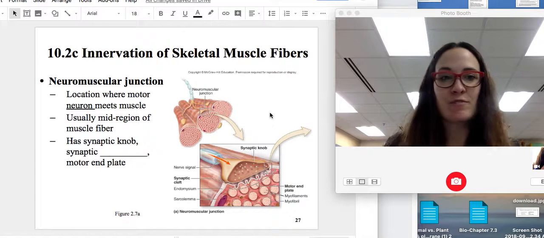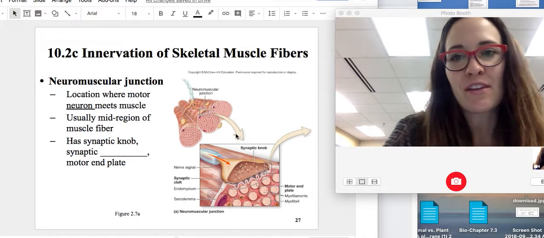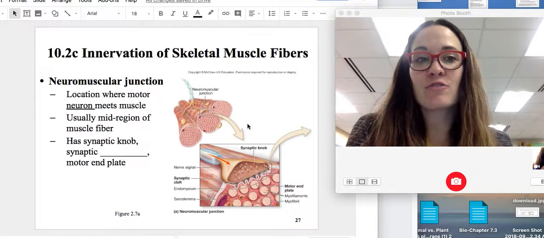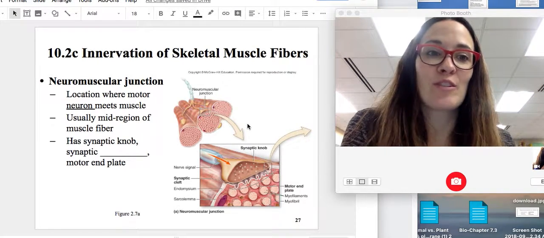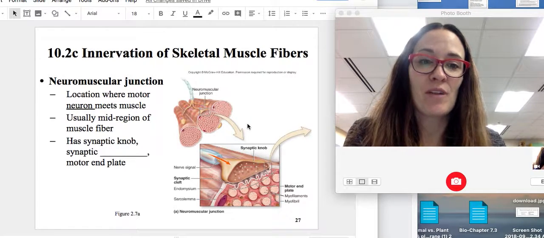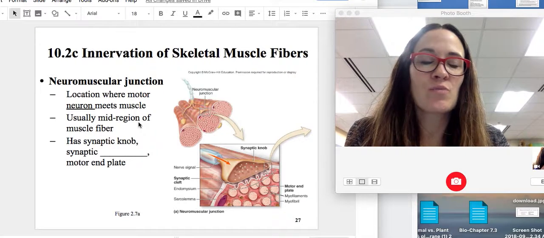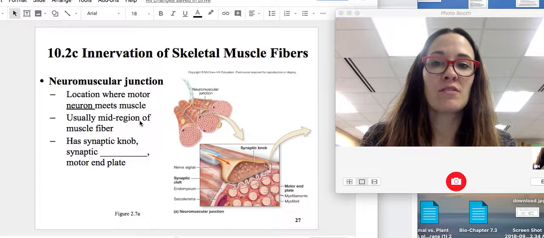All right, class, so this is for what we didn't finish in class, going over the first part of the chapter 10 notes. We last left off drawing the neuromuscular junction and labeling all the essential components that you need to know. So the neuromuscular junction, it's where a motor neuron meets a muscle.